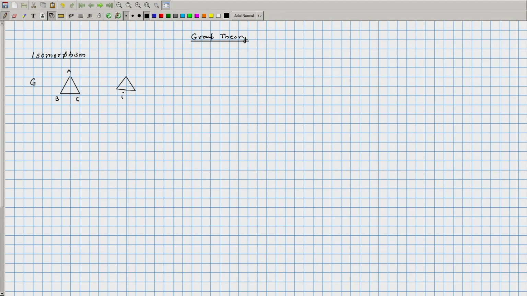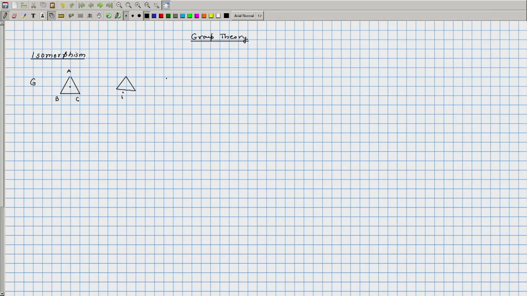So, first is the identity permutation, which does not do anything, and the second would be the rotation by 120 degrees about the center. Suppose you look at the centroid of the equilateral triangle and you consider rotation by 120 degrees, you will get one particular element of this group. Let us call that R. That is rotation by 120 degrees, and then there is a rotation by 240 degrees.